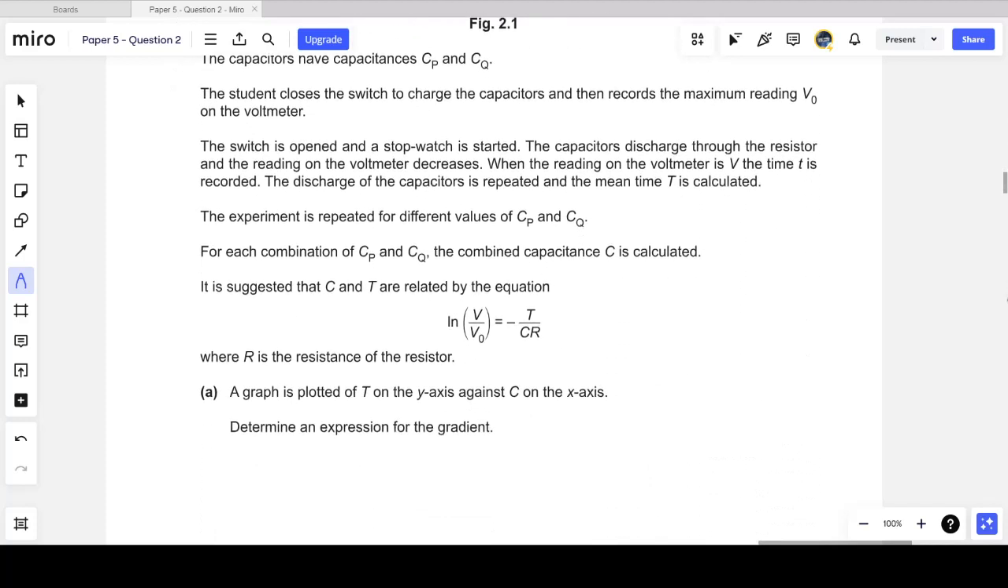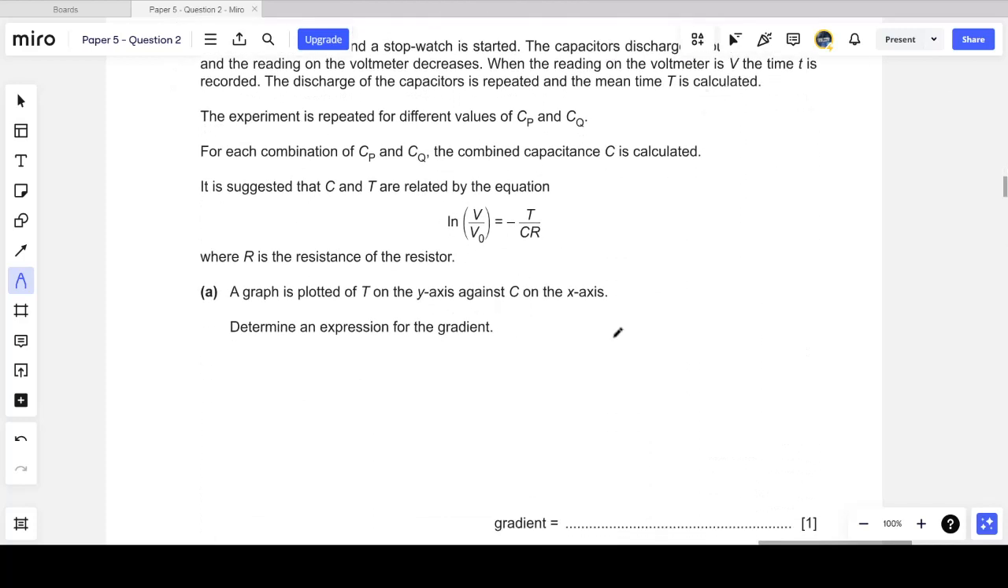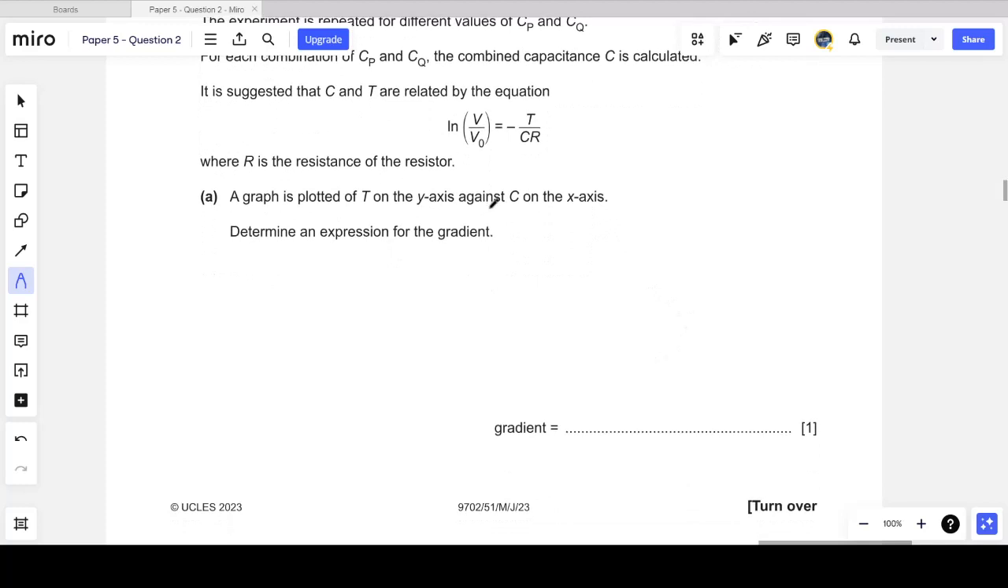We are told that R is the resistance of the resistor here, and given the suggested relationship, we're obviously going to have to plot something against something at some point. And question A says a graph is plotted of t on the y-axis against C on the x-axis. Determine an expression for the gradient. So I need to linearize this equation so that I can find a gradient and a y-intercept.